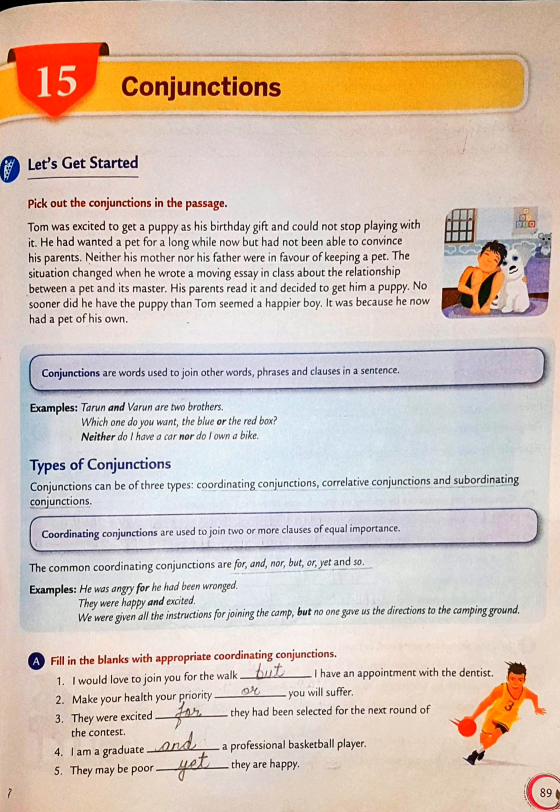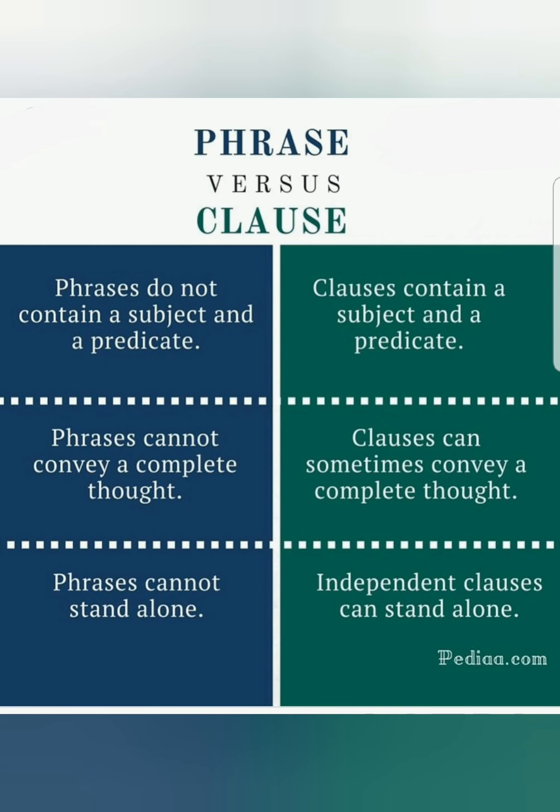Now you know that words are there, you know phrases, you know clauses. Wait, do you know phrases and clauses? Let me tell you what they are. Phrases do not contain a subject and a predicate, whereas clauses contain a subject and a predicate. Phrases cannot convey a complete thought, whereas clauses can sometimes convey a complete thought. Phrases cannot stand alone, but independent clauses can stand alone.